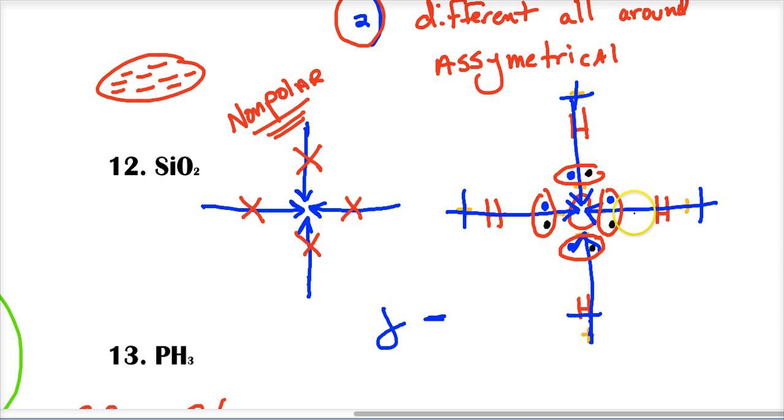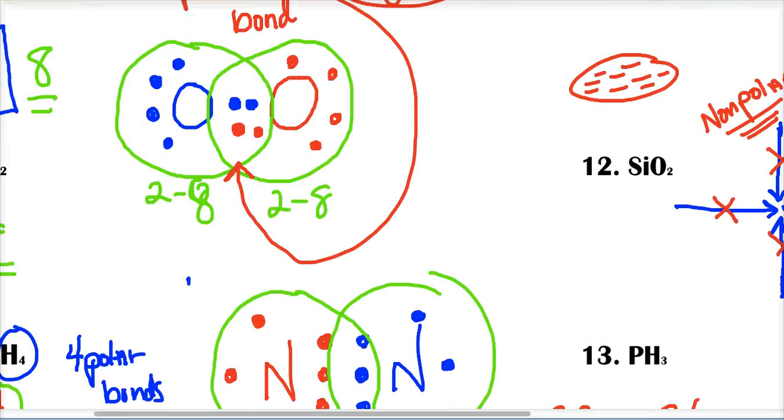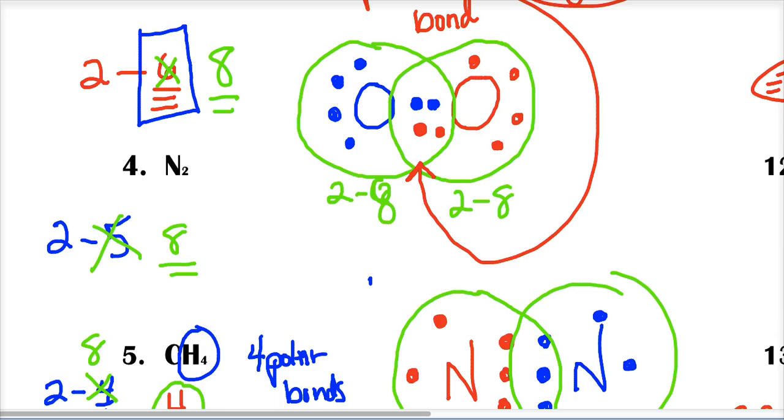I'll say it again, it's weird. The unequalness of all 4 of these bonds is the same in all directions. And that's the same thing as saying they cancel themselves out. Now, if you don't like that way, let's go find another way to explain it. Let's go on to the next one that we did.